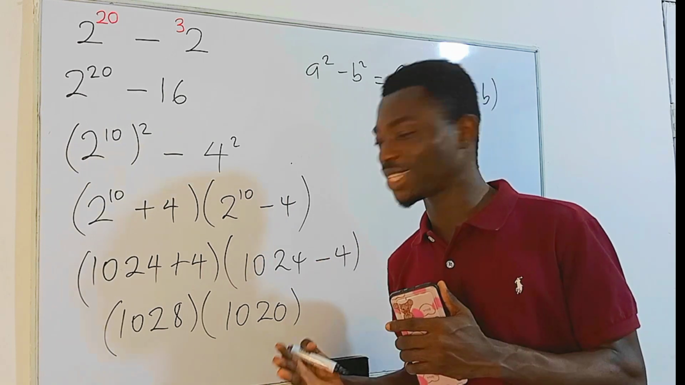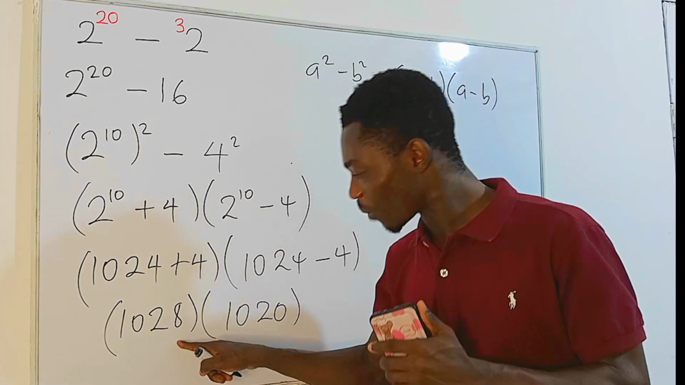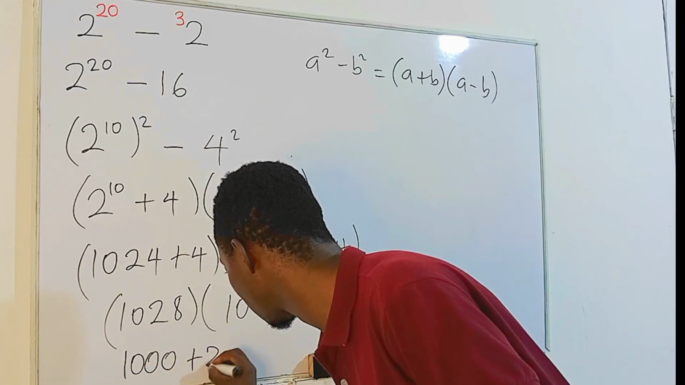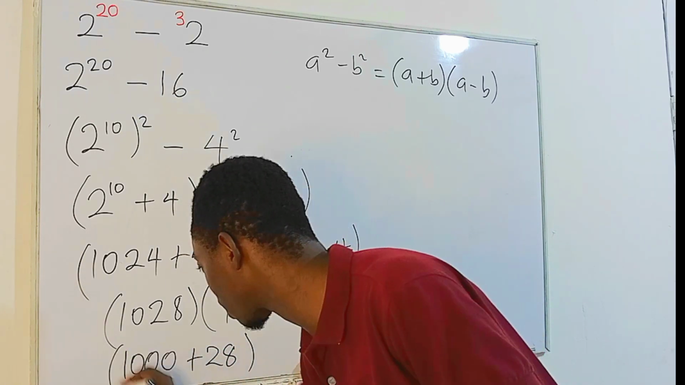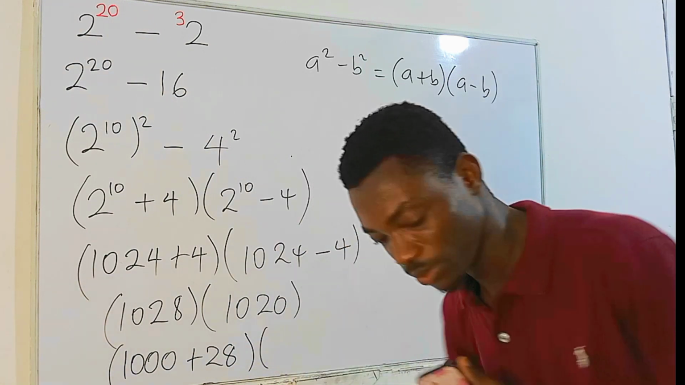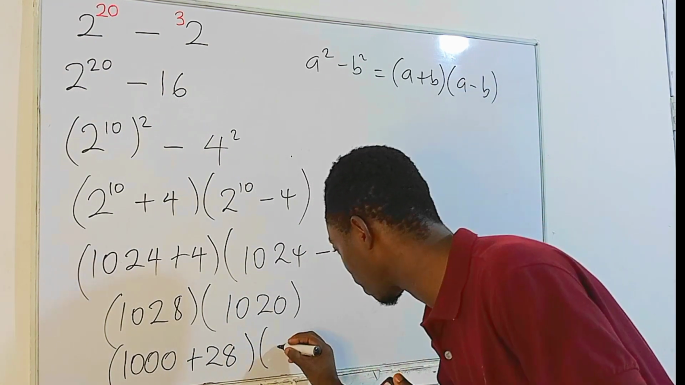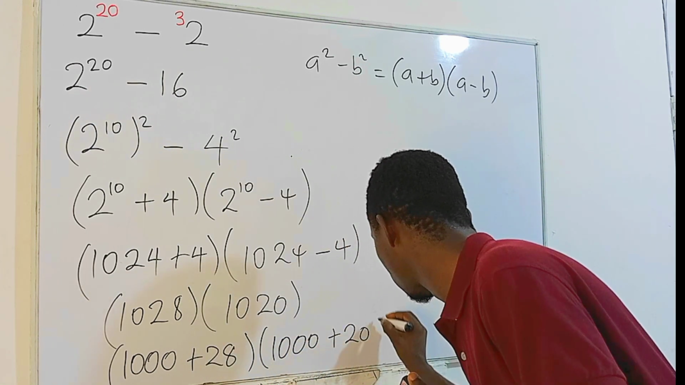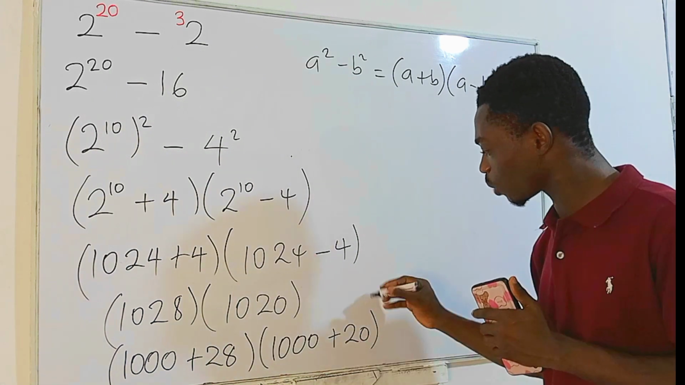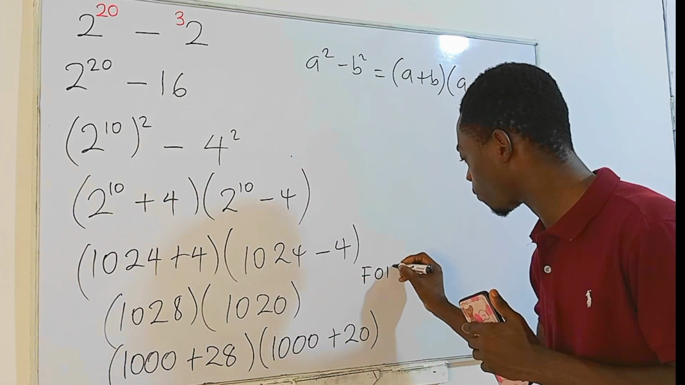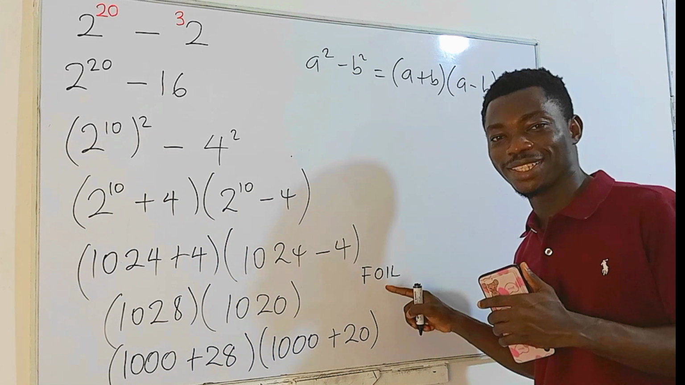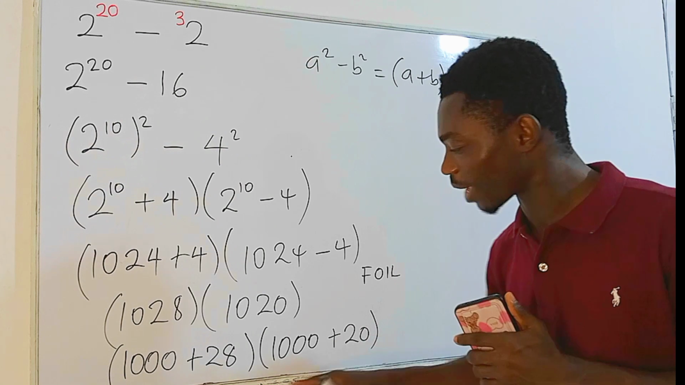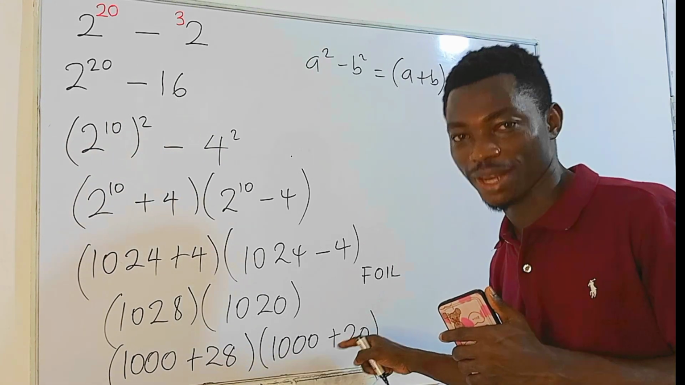Remember, we are not using a calculator and this is a very big number. So let's apply a strategy in order for us to multiply this. I'll rewrite the whole of this as 1000 plus 28, and this is multiplying this right here, which is also the same as 1000 plus 20. And from this point, we are going to apply the idea of FOIL: first, outside, inside, last. So we take this 1000, we distribute. Then after that, we take this and distribute as well.